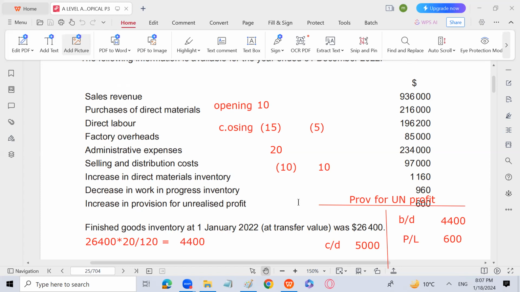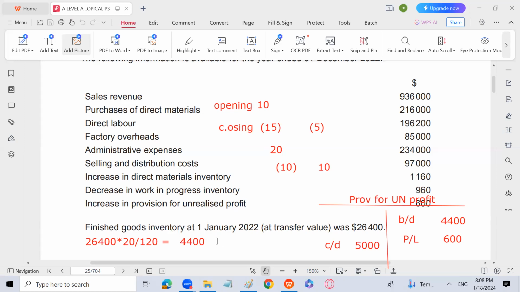But apparently it looks tough, because we used to prepare the provision for unrealized profit account only to find the difference in the profits of finished goods, right? Either it will come on the credit side, or we used to find increase or decrease in provision only. But here increase is given and carried down is not. So we have to calculate it that way. We find brought down, the profit included in finished goods opening, and we have the increase in provision for unrealized profit on the credit side, profit and loss with the name, and the carried down is 5,000.